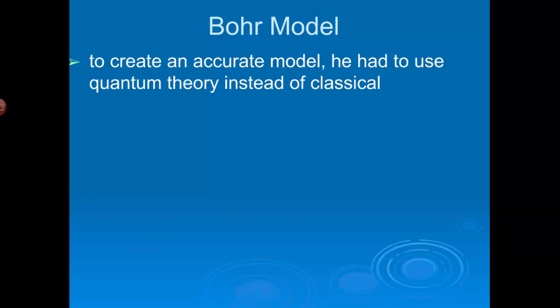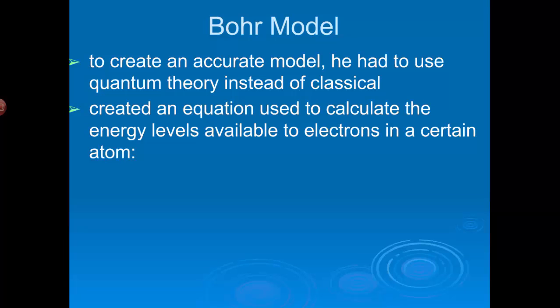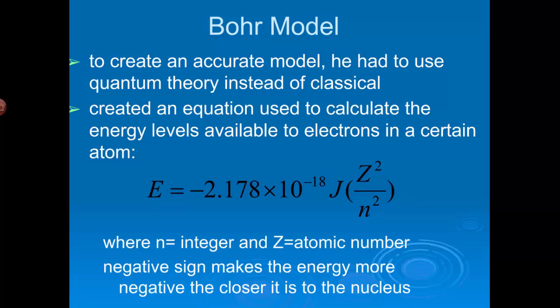Okay? So he couldn't use sort of the classic ideas of physics. We had to understand this concept of quanta of energy being absorbed by the atom, and that energy being a finite amount, an amount that we could actually calculate. So he created an equation that he would use to calculate how much distance the electron had from the nucleus. In other words, where the energy levels for this electron were, where the orbits were. It looks like this. Okay, E is equal to negative 2.178 times 10 to the minus 18th joules. That's a constant. And then we have Z squared over n squared. n is an integer, and Z is the atomic number of the atom.